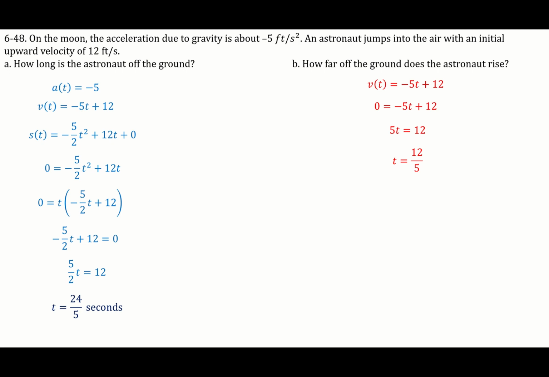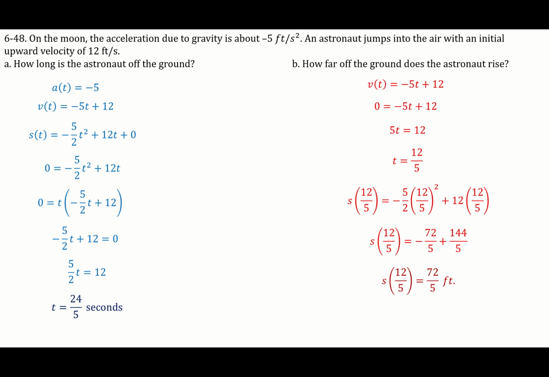So what I need to do is plug this time into the height equation to figure out what was the height at 12 over 5. So I plug in 12 over 5 into my height equation, and I simplify. 12 squared is 144 over 25. And then I just simplified as I went. So I got -72 over 5, and then 12 times 12 is 144 over 5. 144 minus 72 is 72 over 5, and this is in feet.